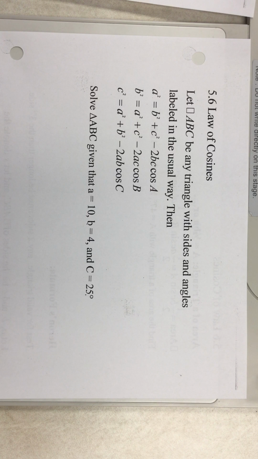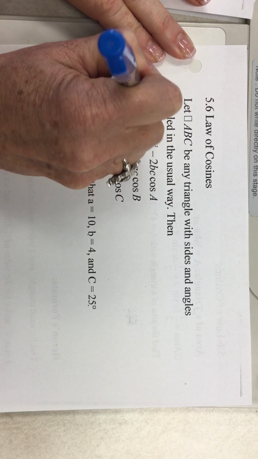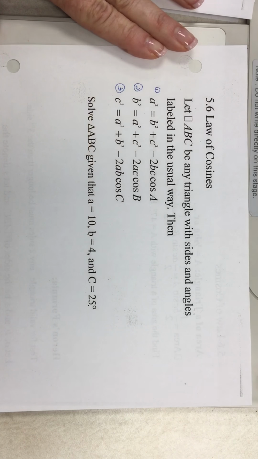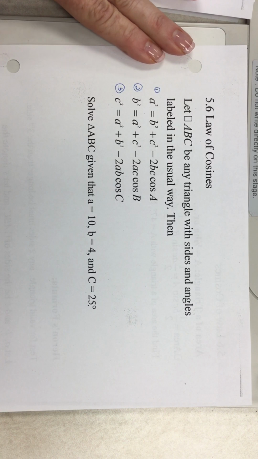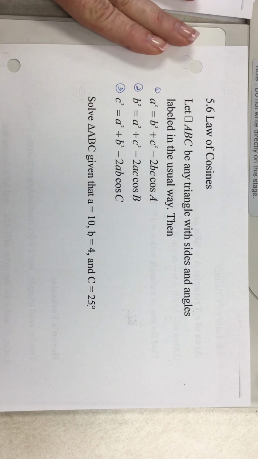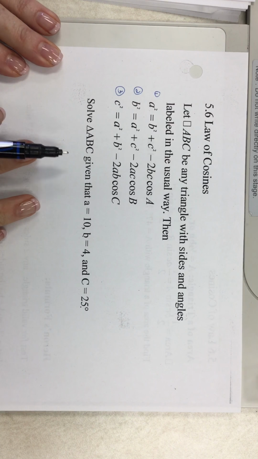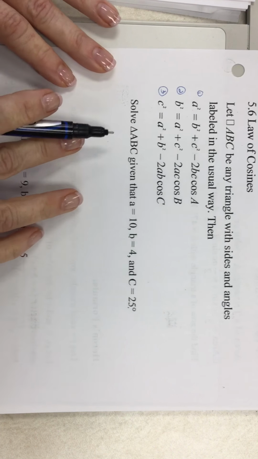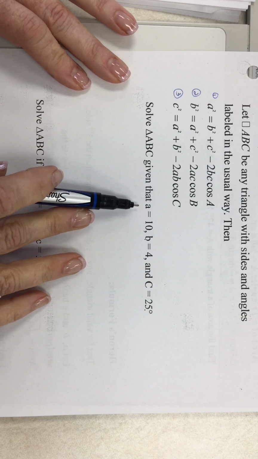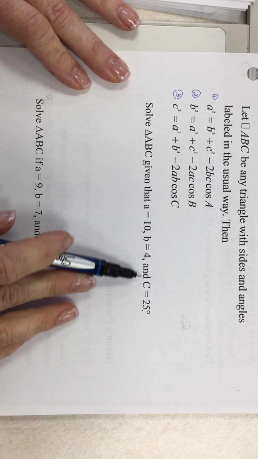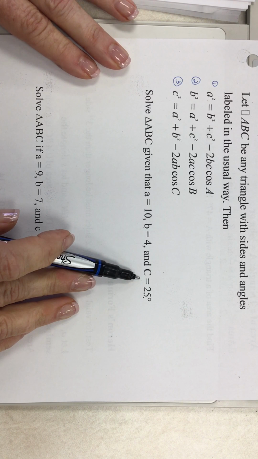And so right now, before we get started, I would like you to label these as 1, 2, 3, just so I have an easier time in recognizing which equation we're going to be using. So here we go. So we have a triangle ABC, and side A is 10, side B is 4, and angle C is 25 degrees.